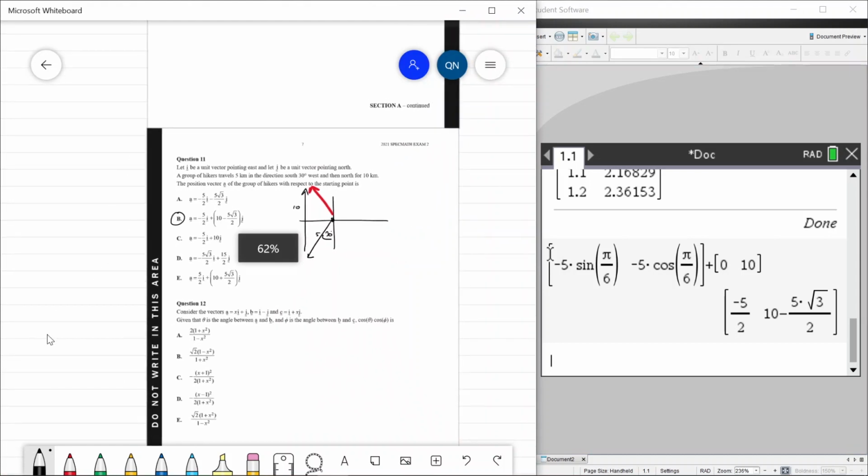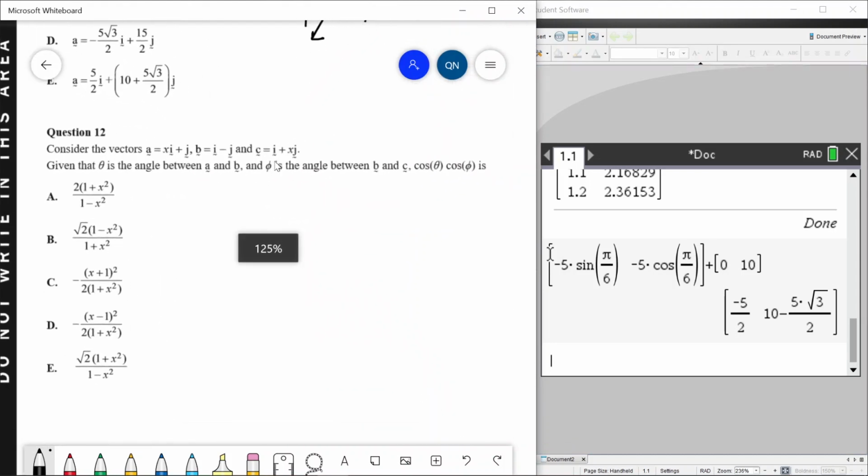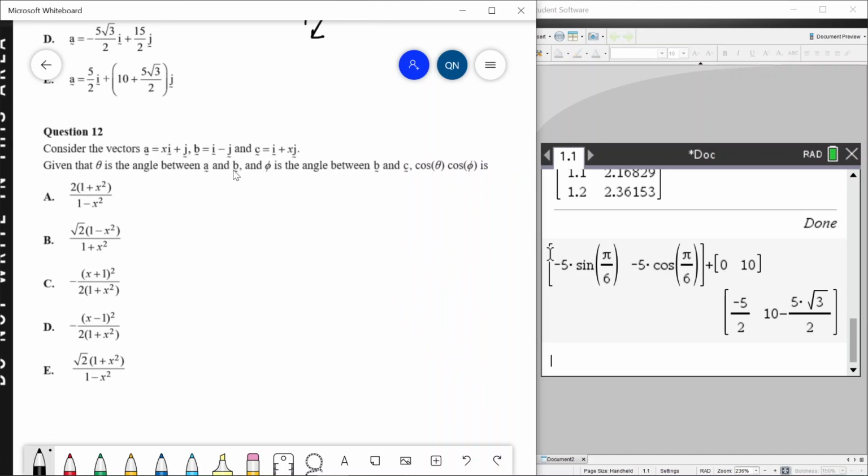All right, question 12. Consider these vectors. So we have vectors over here, and theta is the angle between A and B, phi is the angle between B and C. We want to compute cosine of theta, cosine of phi. So how do I do this?